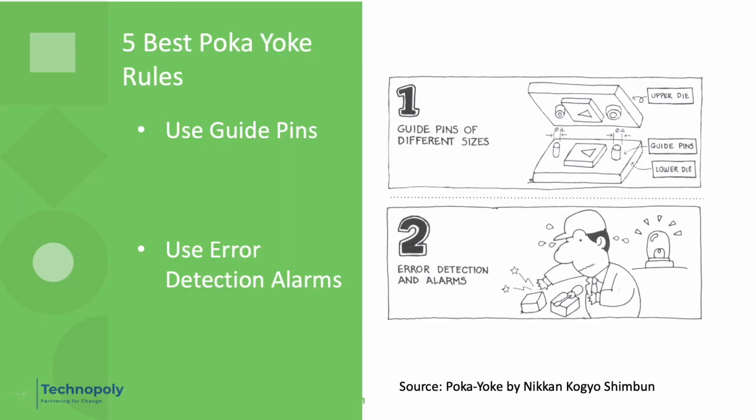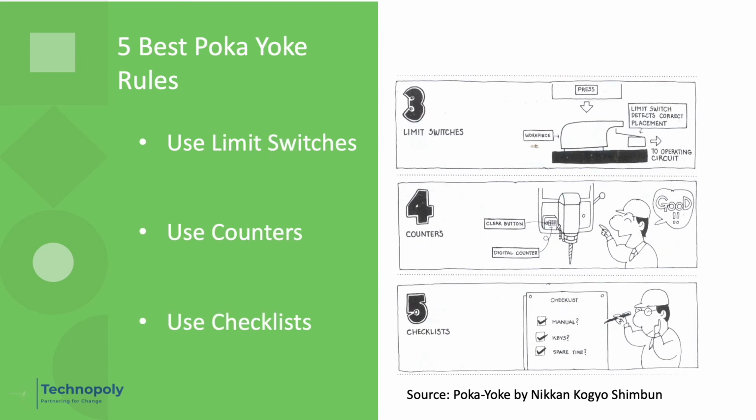Here are 5 best poka-yoke rules being recommended. 1. Use guide pins in your processes so that you don't have to find a way to adjust them. 2nd, you can use an error detection alarm when things are not right. 3rd, we can use limit switches, meaning it controls how much force you apply, or how much electricity or how much effort you put in. You can also use counters so that you don't have to remember how many times things have been used or consumed.